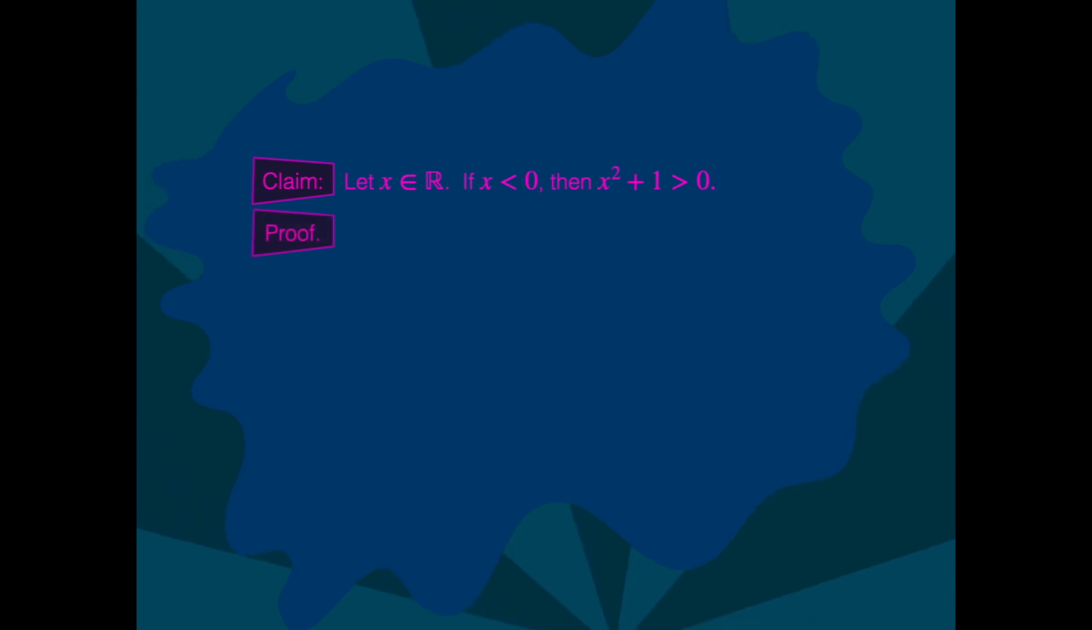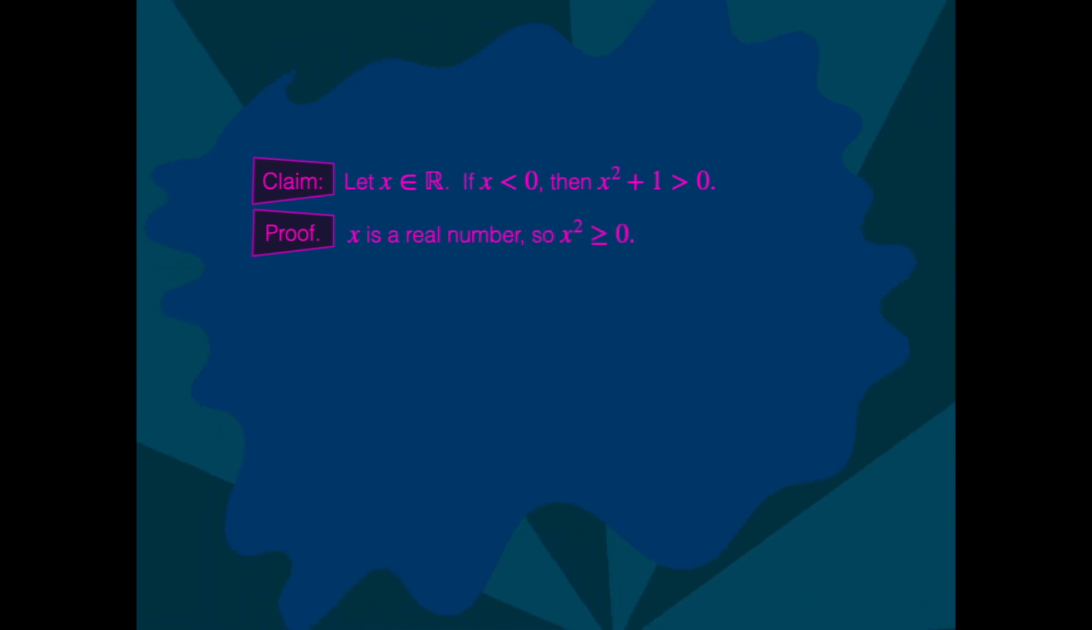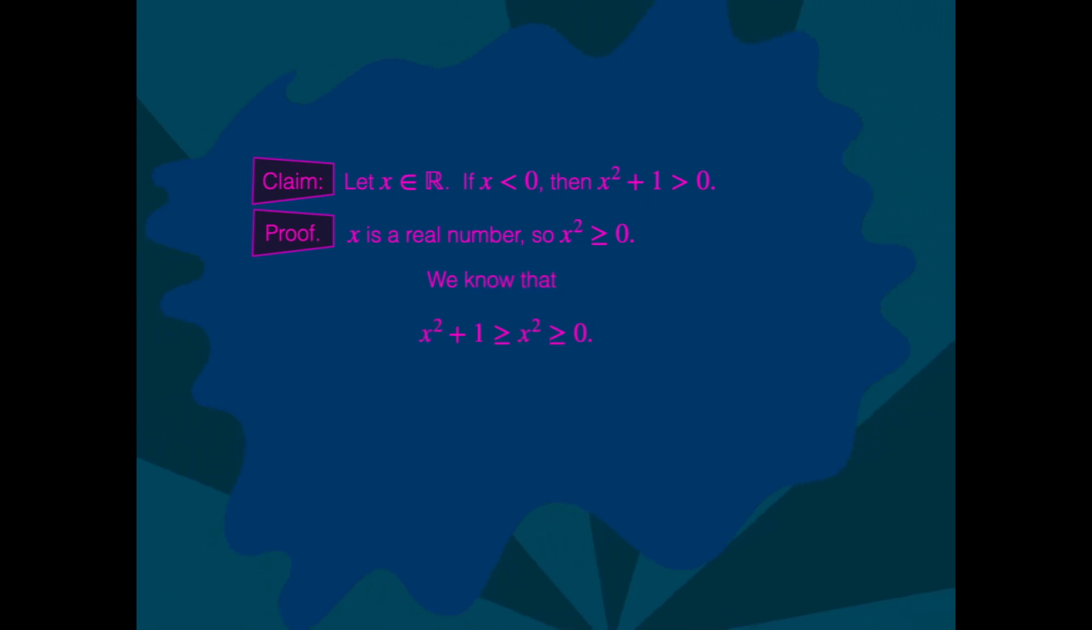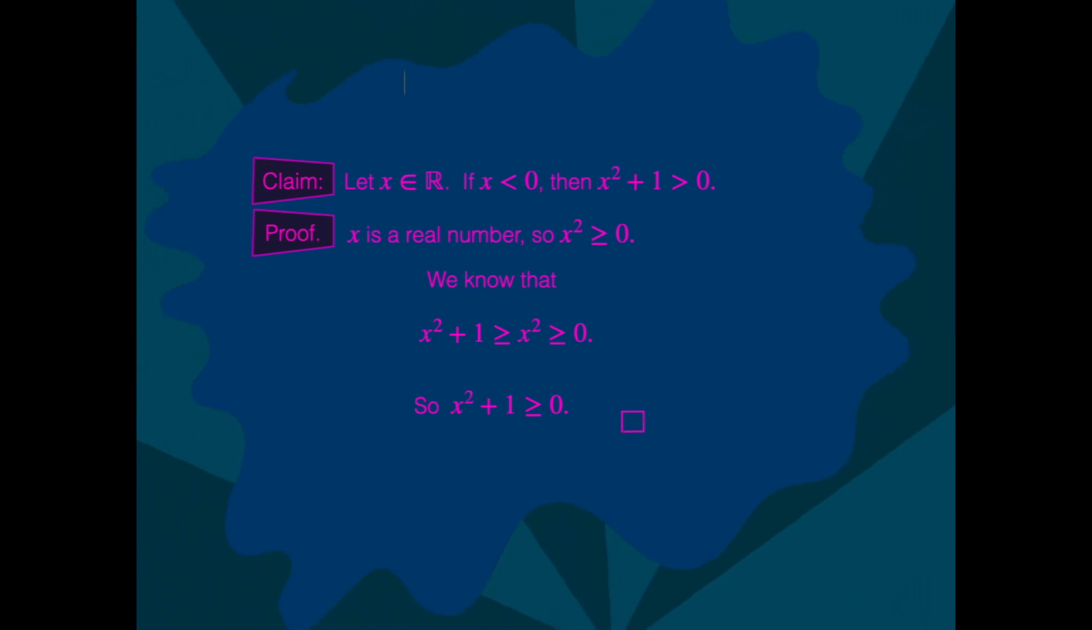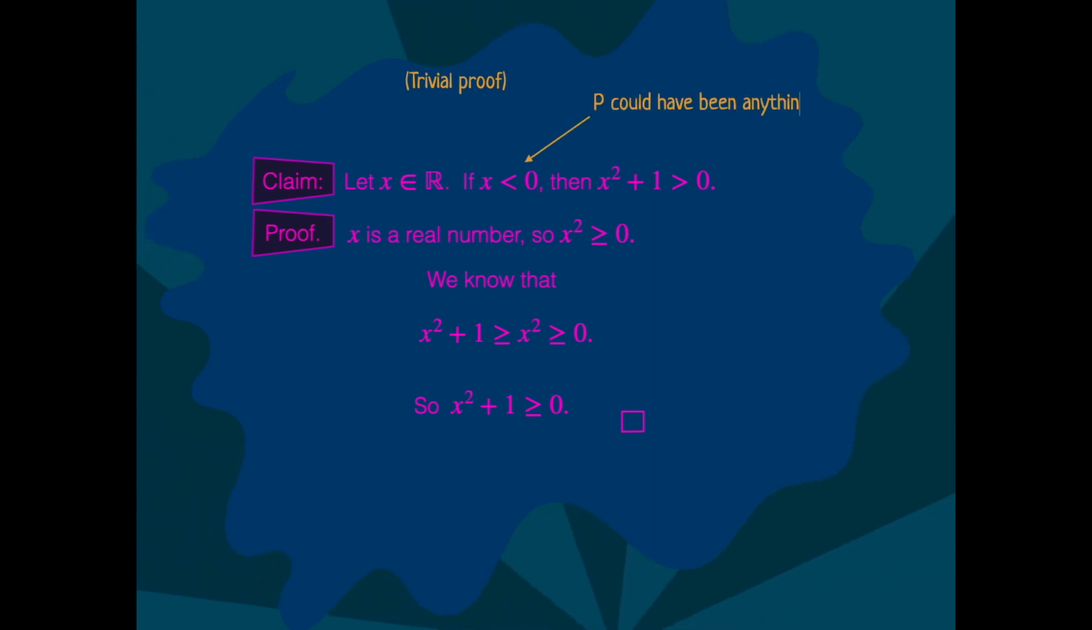All right, so we're going to do two examples. The first example, if we let x be a real number, then if x is less than 0, then x squared plus 1 is greater than 0. Now we know that x squared is always positive, or 0. And so if we add 1 to that, it's going to be greater than x squared. So we can say that x squared plus 1 is greater than or equal to x squared is greater than or equal to 0. And that means x squared plus 1 is greater than or equal to 0. And that's our proof. Basically, we just show that Q has to be true here. Q is always true, and P could have been anything, and that's what makes this a trivial proof.